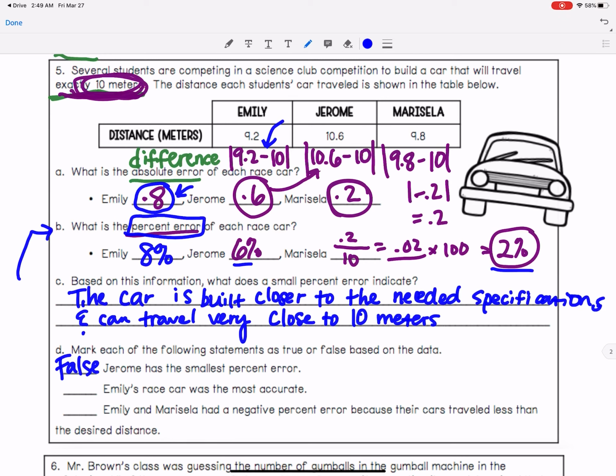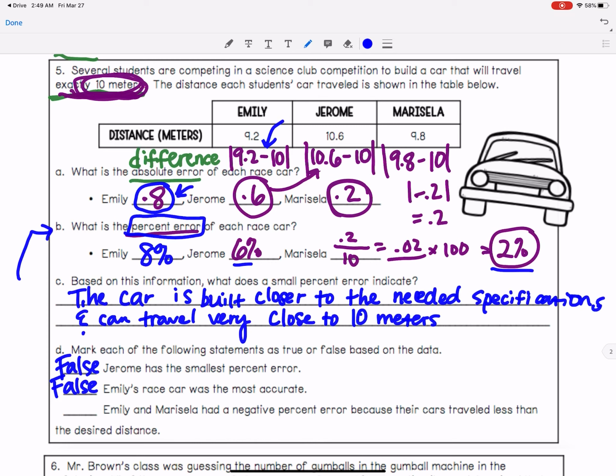Next one, Emily's race car was the most accurate. Well, the most accurate means it's going to have a smaller percentage of error, percent error. She has the largest percent error. So hers was definitely not the most accurate. So I'm going to say false.